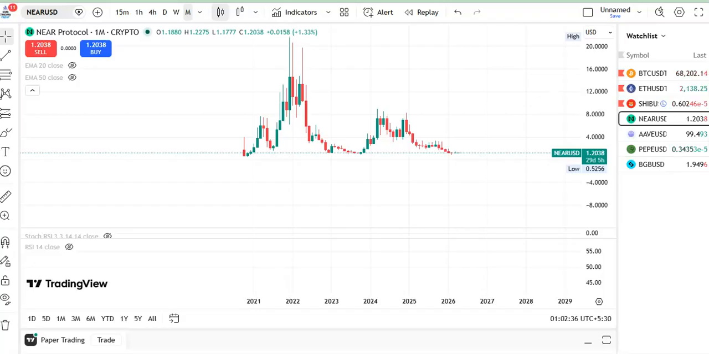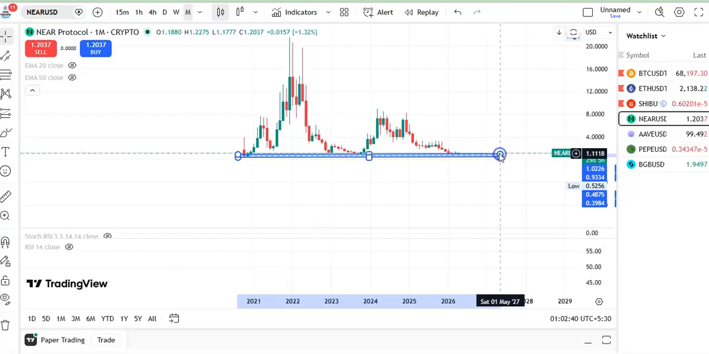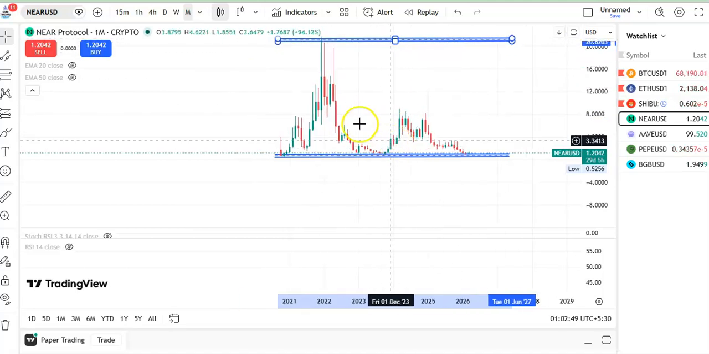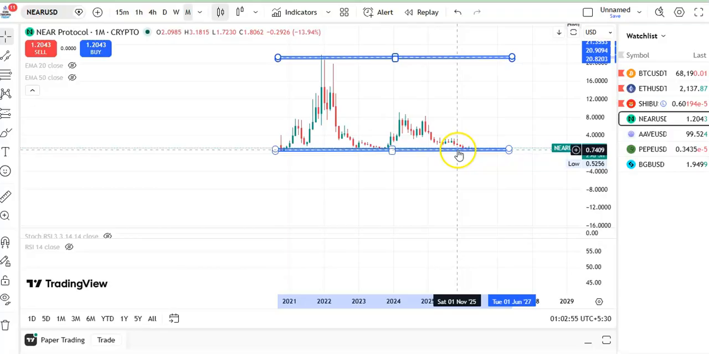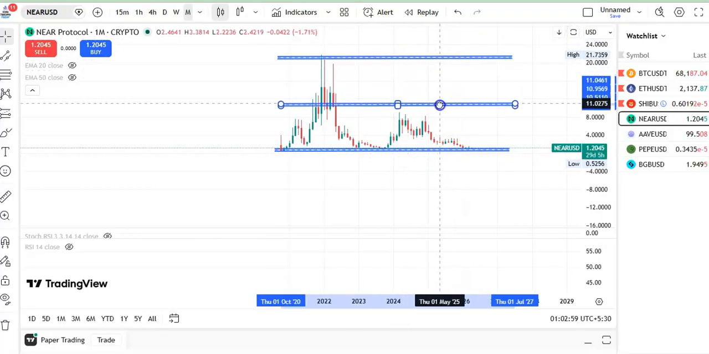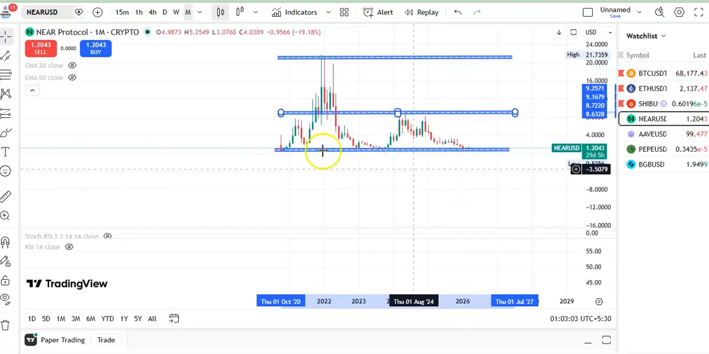You can see this is the support trend line and this is the resistance trend line. Within this channel pattern only, the candles are moving. Previously the candles went to the resistance level, then a fall happened, again the candles went up, and then a fall. Continuously the fall is happening. You can see there is this resistance over here, and after hitting this resistance trend line, the candles are continuously falling.